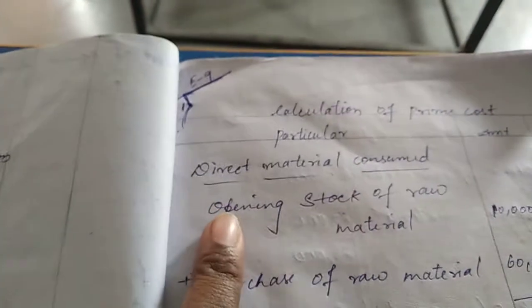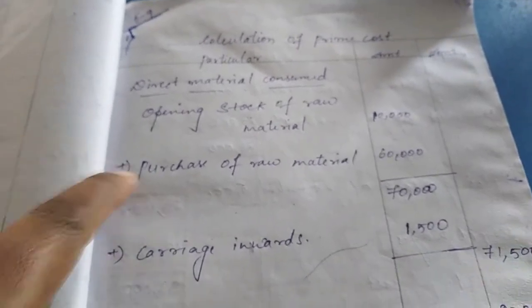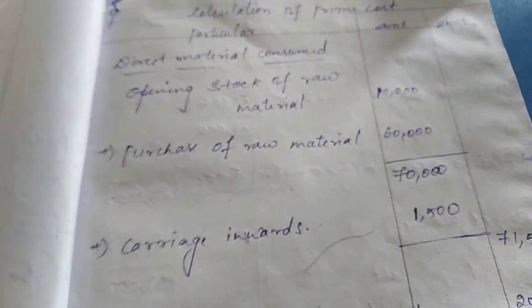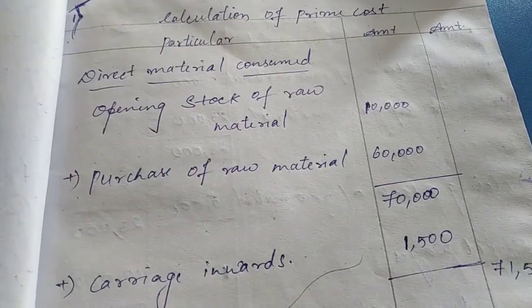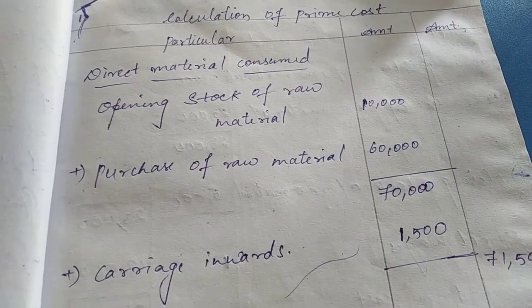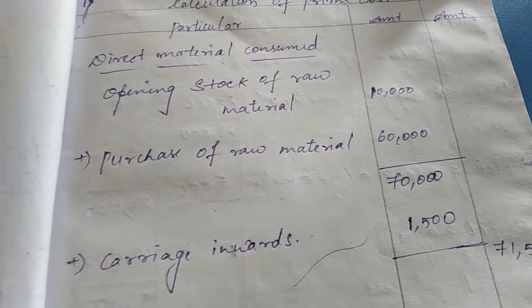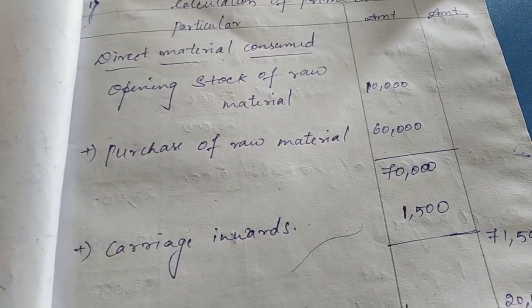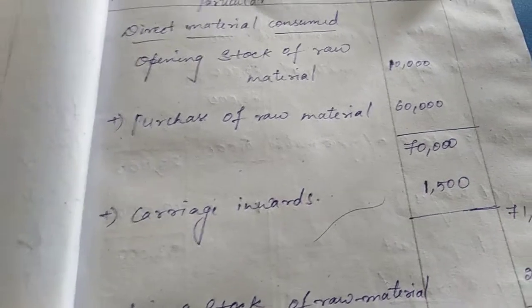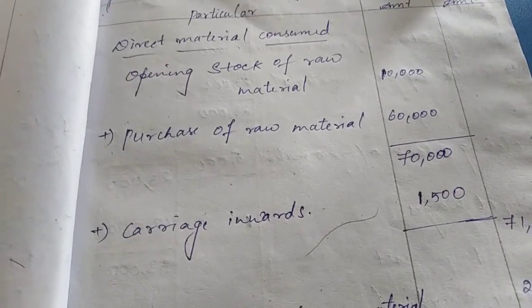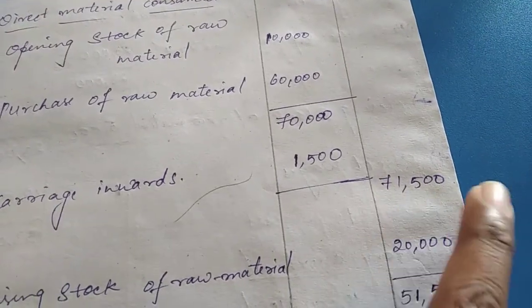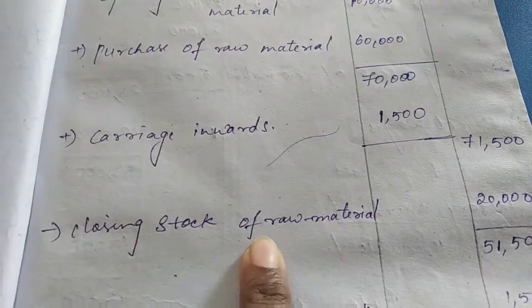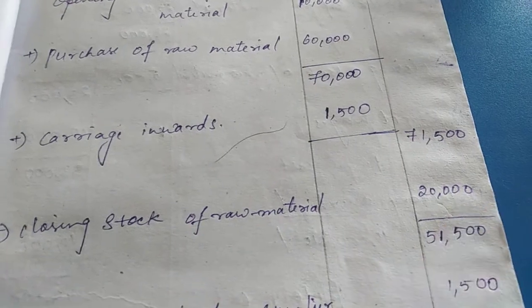Once again I will explain this. Here we are preparing a prime cost, which is one part of the cost sheet. We are preparing only up to prime cost. First we took the opening stock of raw material, and after that added the purchase of raw material. To 10,000 we added 60,000 and got 70,000. Next we added carriage inwards 1,500 and got a total of 71,500. From that we deducted the closing stock of raw material, 20,000.